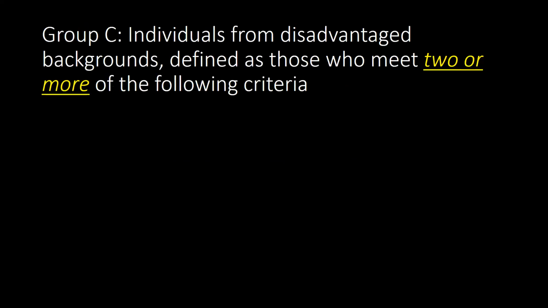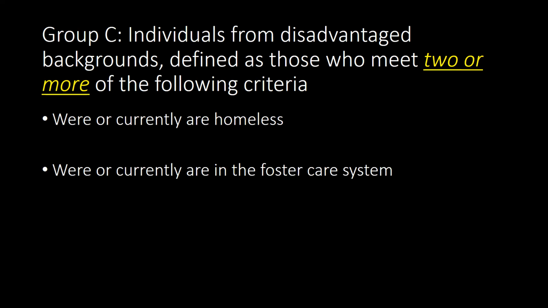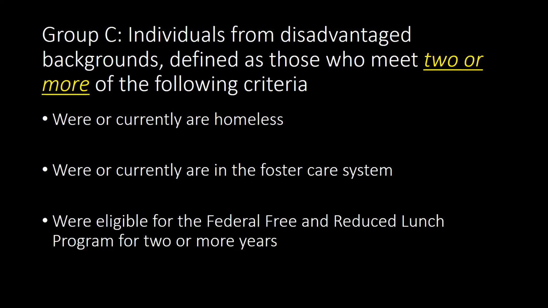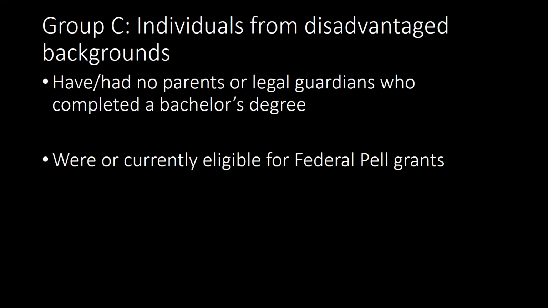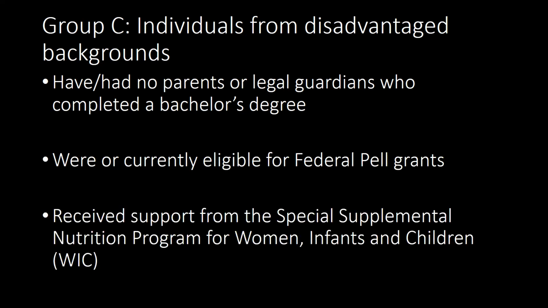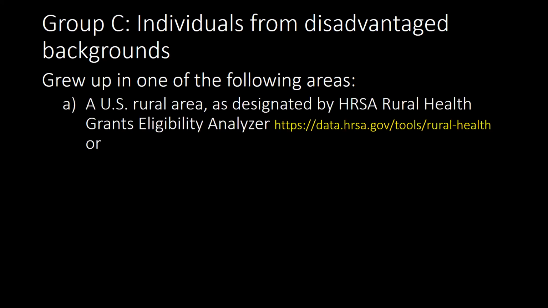So I think it's important to put in there, what is a disadvantaged background? It has to meet 2 or more of the following criteria. Were they homeless? Were they in the foster care system at some time? Were they eligible for the free or reduced lunch plan for over 2 years? Have their parents never completed a bachelor's degree? Were they eligible for federal Pell Grants, or did they receive WIC? They just have to meet 2 of those, or they grew up in a rural area.